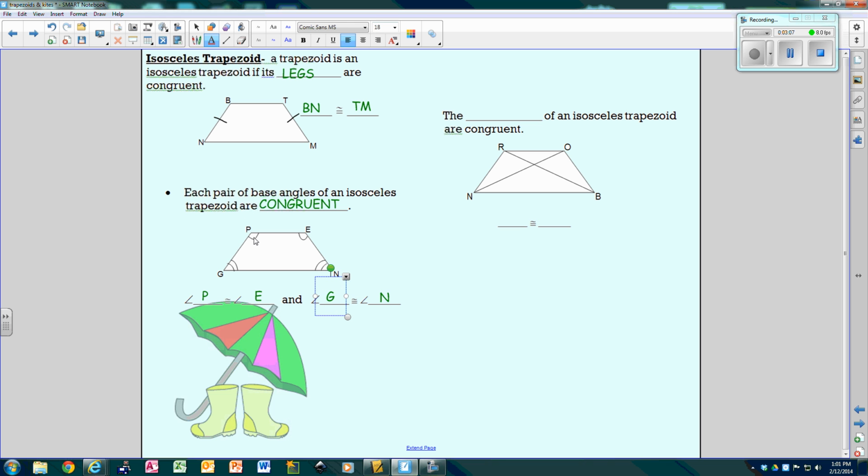Okay. And now you have one more thing that's really important about an isosceles trapezoid, and that is that the diagonals are congruent, just like in a rectangle. Okay, so the diagonals are congruent. So here I would say that RB is congruent to NO. Now, they do not bisect each other, okay? That's the only difference, is they do not bisect each other. They are not perpendicular. They're just simply congruent to each other, okay?